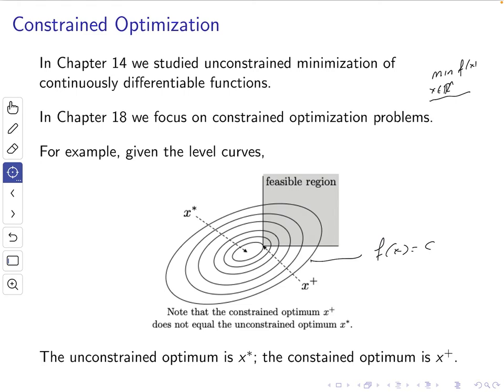But if the problem is constrained, so for example, if the state x has to stay within this feasible region, then you can see that the minimum is going to be down here at x plus. So the constrained optimum x plus is going to be different than the unconstrained optimum x star. You'll also notice that the constrained optimum in this particular case is at a boundary point, and that will inform some of the things that we talk about. So the constrained and unconstrained optimum may be different.